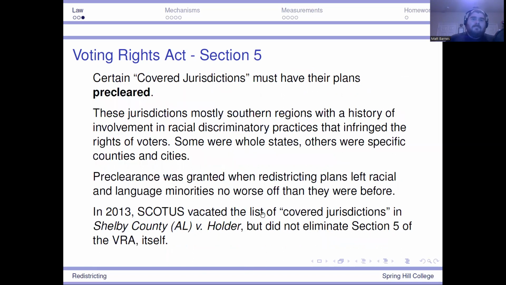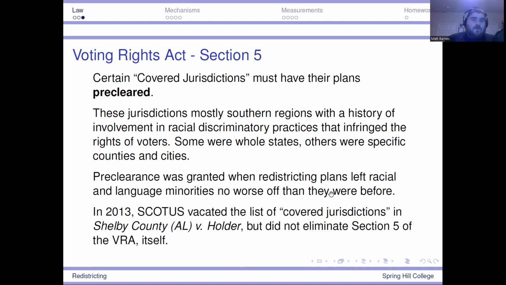Right. So in another section of the Voting Rights Act, there are actually covered jurisdictions that have to have their plans for apportionment and the redrawing of districts pre-cleared. So before they even get approved, they have to go through a review process where a third party will take a look at them and make sure that they're okay. Now, most of this was in southern regions with a history of racial discrimination, especially after the Civil War and things like that. And so some areas were entire states that had to have their districts looked at. Others were specific cities or counties that needed to be looked at.